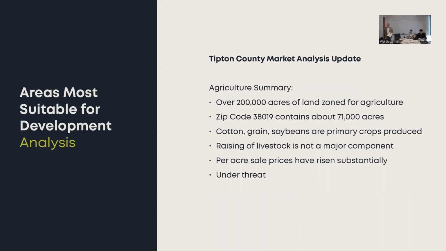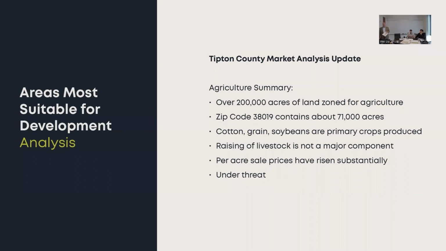So for the agriculture, there's over 200,000 acres of land zoned for agriculture. And the Covington zip code 38019 contains the largest portion of that at 71,000 acres, about a third of that. Now, that's not concentrating actually in Covington, but because that zip code is very large, and we have a map that will show that there is a lot of community, but also a lot of countryside and farmland in that zip code. Your primary crops are cotton, grain, and soybeans. That's probably not a surprise to anyone.